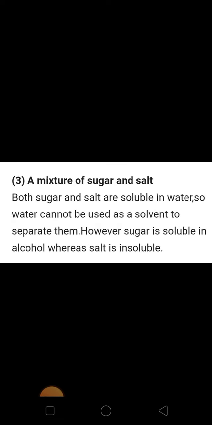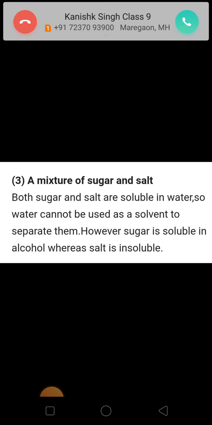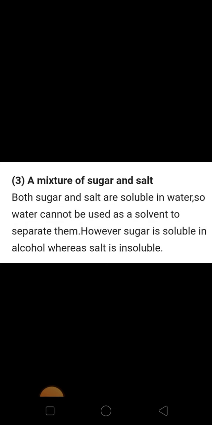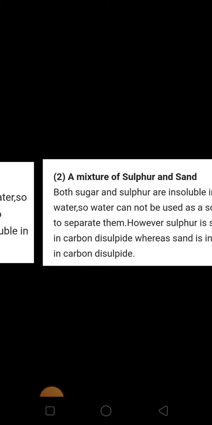Now another example, a mixture of salt and sugar. Both salt and sugar are soluble in water, so water cannot be used here as a solvent to separate them. But sugar is soluble in alcohol, whereas salt is insoluble. So here we can use alcohol as a solvent.